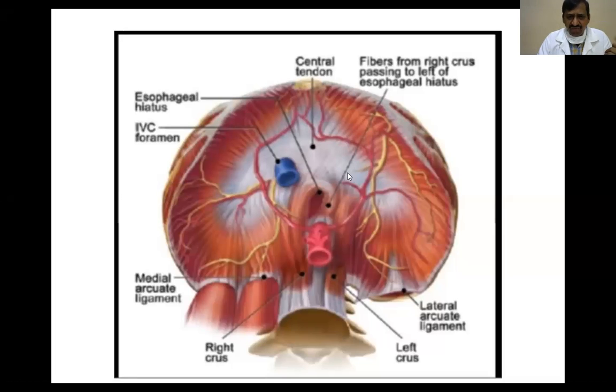Like there are different diaphragms in the body. Here, this is the thoracoabdominal diaphragm. The peripheral part of the diaphragm is muscular. The central part is aponeurotic. It is also called the central tendon of the diaphragm.